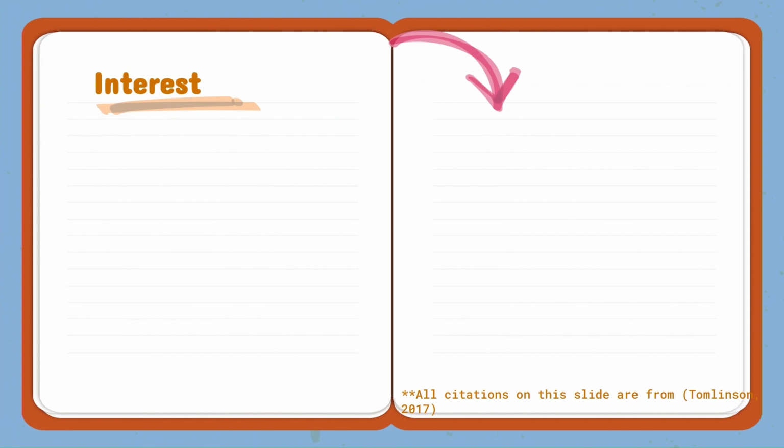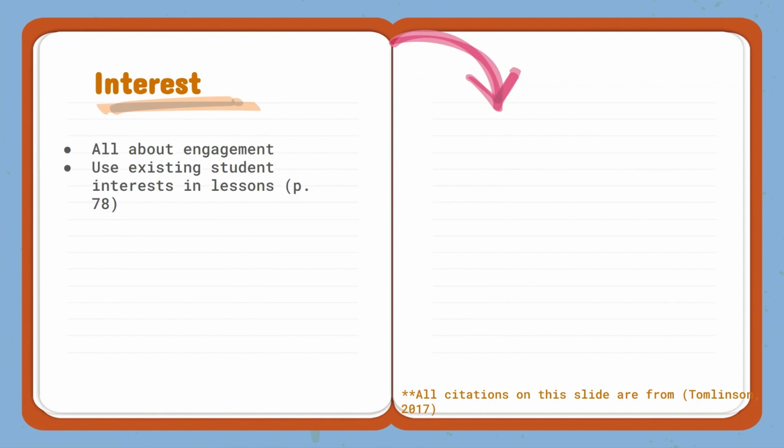Our second main area of differentiation is interest. And this is all about engagement. So what you can do is use existing student interests in lessons. For example, some autistic students have special interests, so incorporate those into the lessons whenever possible.